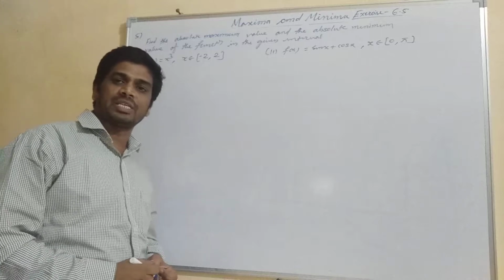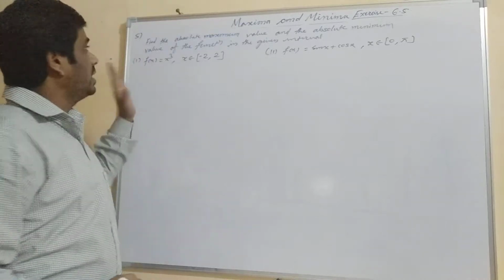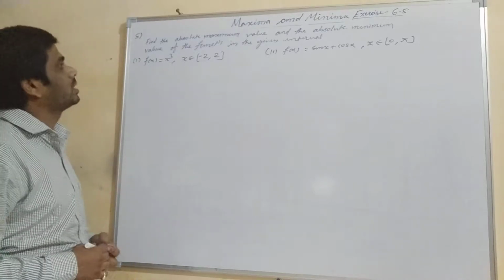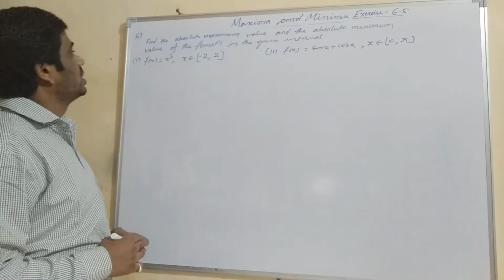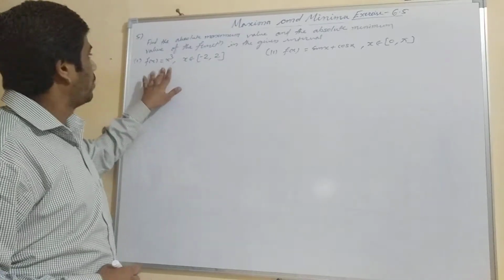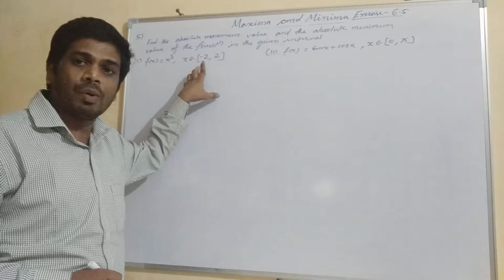See the fifth question of exercise 6.5. Find the absolute maximum value and absolute minimum value of the given function in the given interval: f(x) = x cubed, where x belongs to the closed interval [-2, 2].